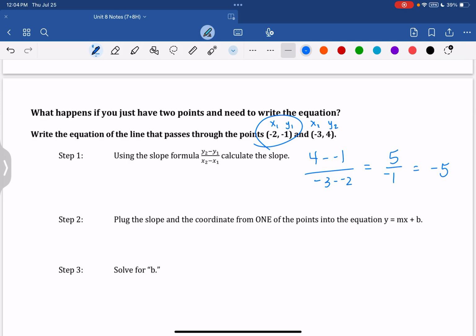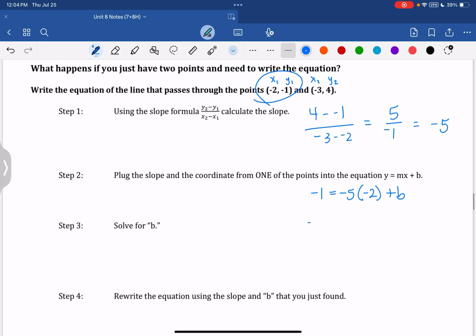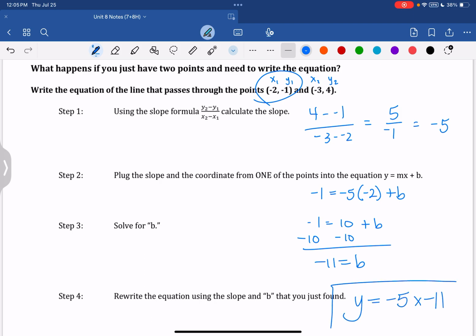So now we're going to plug everything in like we did on the previous page. So -1 = -5 times -2 + b. And now we're going to solve for b. So -1 = 10 + b. Subtract 10. -11 = b. So our equation, y = -5x - 11.